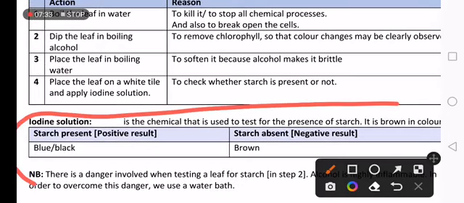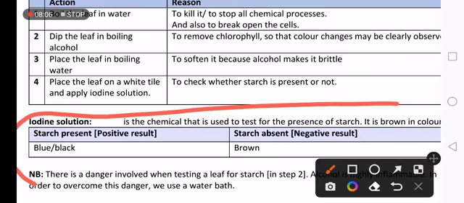A question can come and say, describe how we test the presence of starch, for 2 marks. You don't need to explain all these things that I explained. We use iodine solution to test the presence of starch. If starch is present, the leaf will turn from brown to blue black. And if starch is absent, the leaf will remain brown. That's how you answer that kind of question.